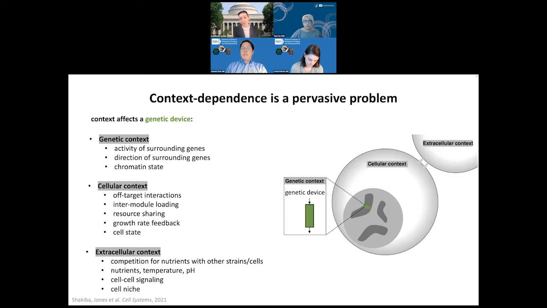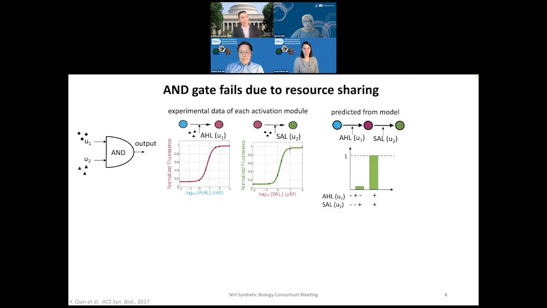And then there are complications due to extracellular context, right? Competition for nutrients with other strains and cells, conditions such as temperature and pH, cell-cell signaling, and if you're talking about more complicated instances, we also have the cell niche to consider. So anyways, I'm just going to give you one slide, a very simple example of how something that we take for granted, such as using the cellular resources, can make something fail miserably.